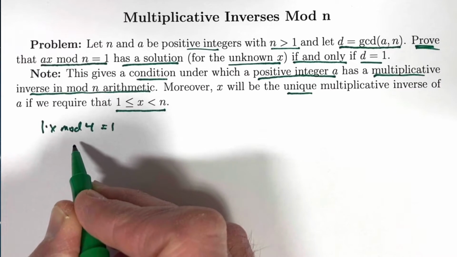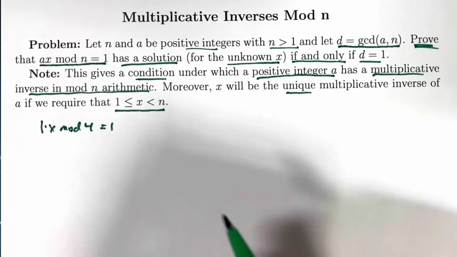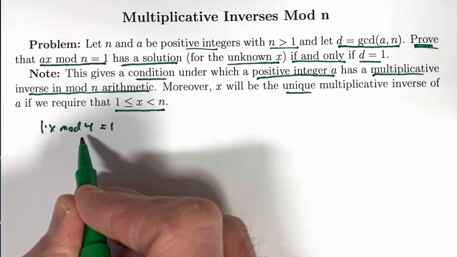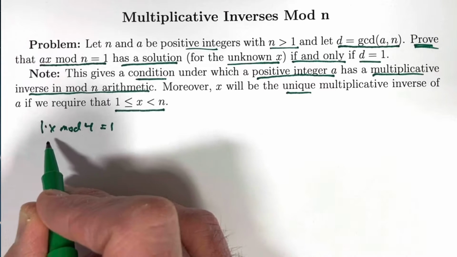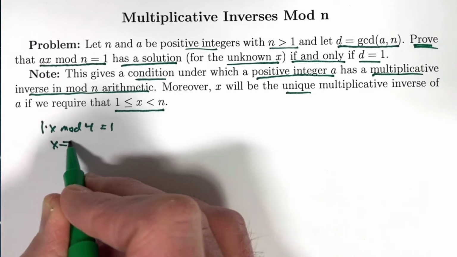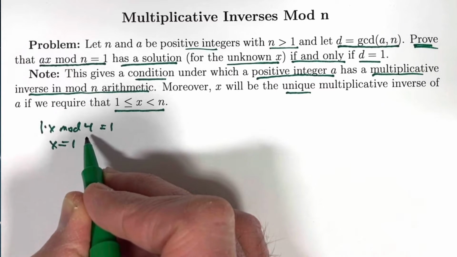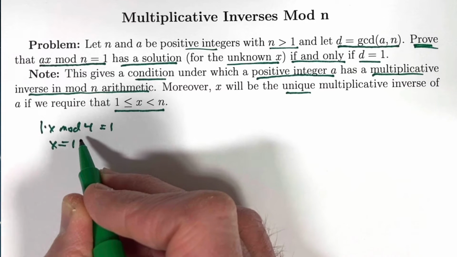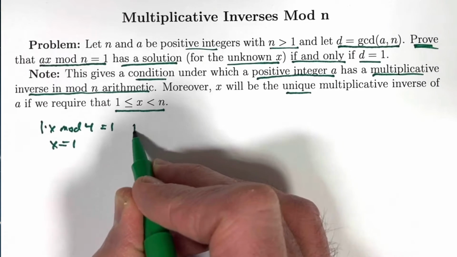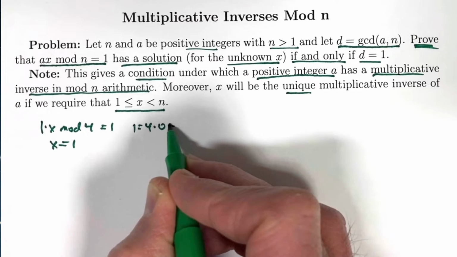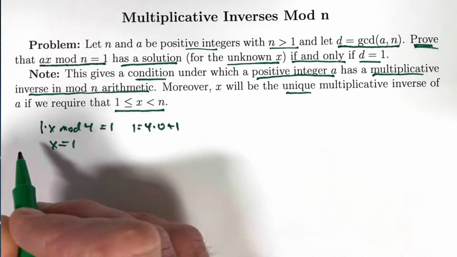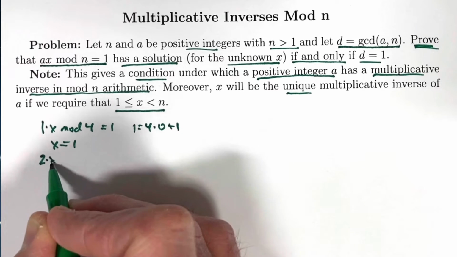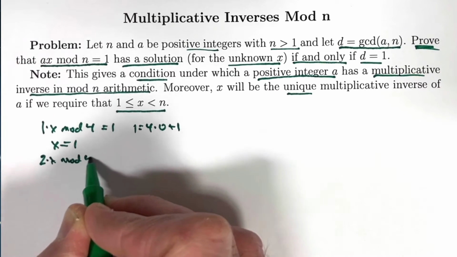For a couple examples, first consider 1 times x mod 4 equals 1. Is there a solution for this? Evidently, according to this condition, since the GCD of 1 and 4 is 1, they are relatively prime, there is a solution. Pretty obviously, the solution is x equals 1. 1 times 1 mod 4 is what? Well, 1 times 1 is 1. What is the remainder that I get when I divide 1 by 4? It's 1, because 1 equals 4 times 0 plus 1. The remainder is 1.